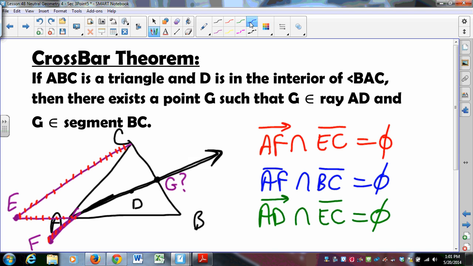The second one is going to come similarly. The Z looks like this. In this case, we can make a similar argument that F and C are on opposite sides of line EB, and you can think that argument through, but with F and C on opposite sides, we're good there. The third part comes with this Z.